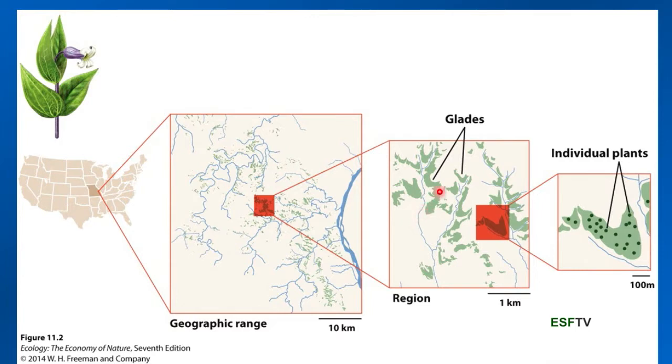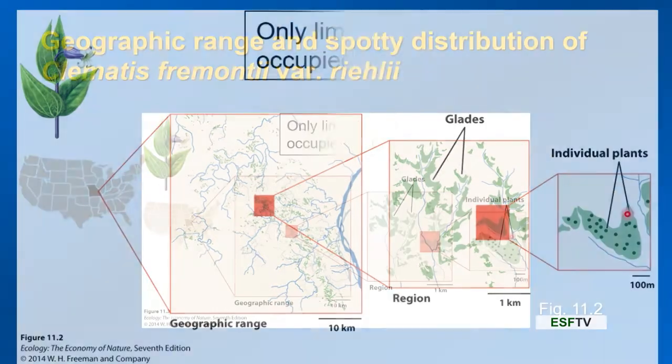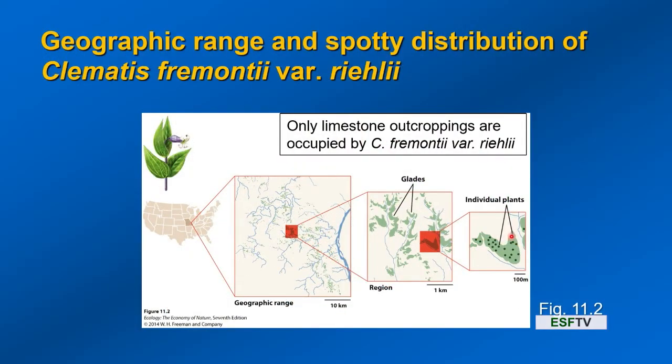It's only where there's really nice soil type that it can survive in. And even if you blow it up further, you find out that there's a sort of clustering of where they occur within that soil type. So I think they're limestone. I think it says right there, limestone outcroppings.